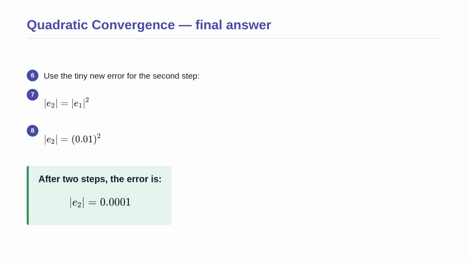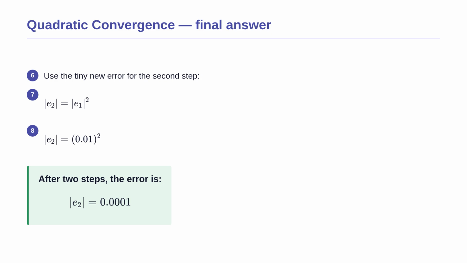Continuing with our quadratic method, we set up the equation for the second step. We take the tiny error we just found, 0.01, and feed it back into the machine. We must square this number. Because squaring a small decimal makes it even smaller, we expect a drastic reduction. 0.01 squared gives us a final answer of 0.0001. Notice how incredibly fast this is compared to the linear example.